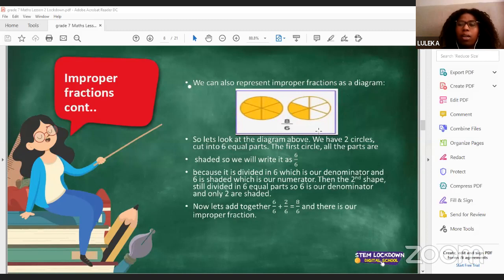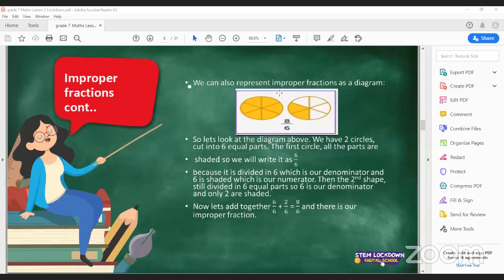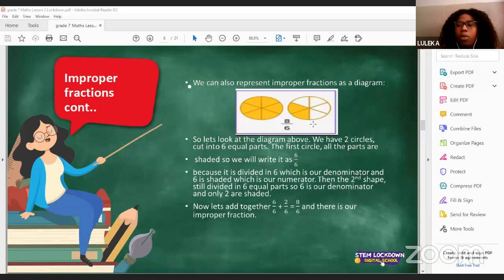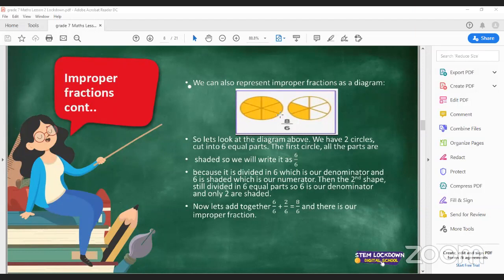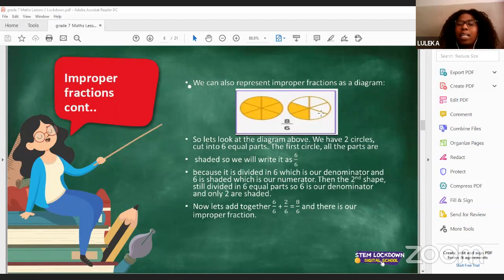This is important. We're going to use this information when we're doing our addition, subtraction and multiplication as well. So that's why I'm starting here, so that we are all on the same page. When we talk about an improper fraction, we know that we can also change it to a mixed number. The first one is cut into 6, and the second one is also cut into 6 pieces, and only 2 are shaded. So it's 6 plus 2, and we have 8. Our denominator is 6 because our whole was cut into 6 pieces. That's where we got the denominator.